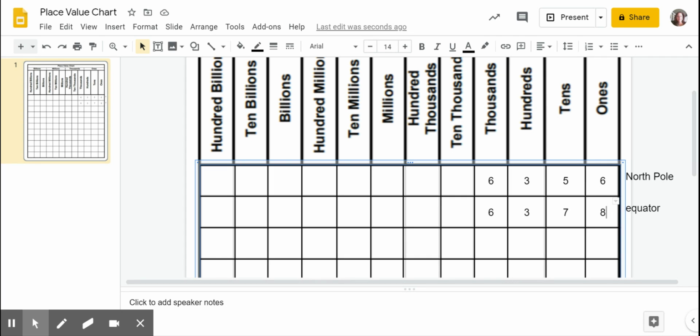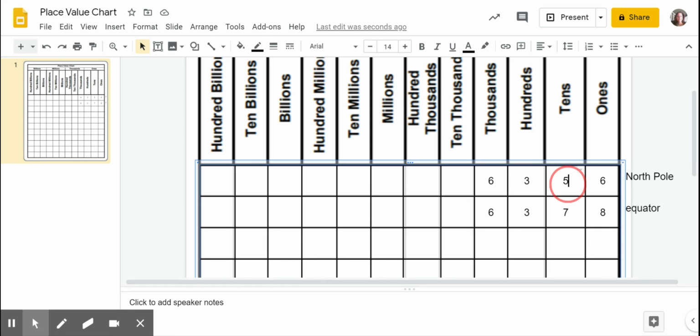Now we are going to begin at the left and compare. So to the far left, we have 6 in the number for the North Pole and 6 in the number for the equator, both in the thousands place. Those are equal. The thousands digit is the same in both numbers. Look at the next digit. The hundreds digit is also the same in both numbers. The first place where the digits are different is the tens place.